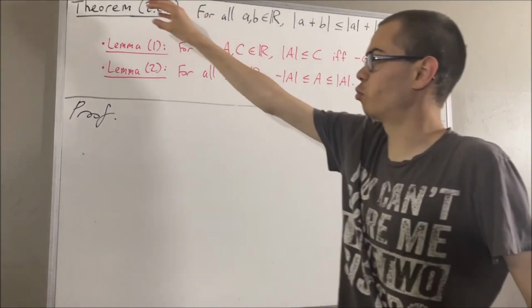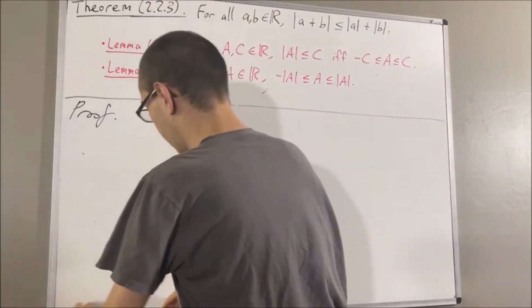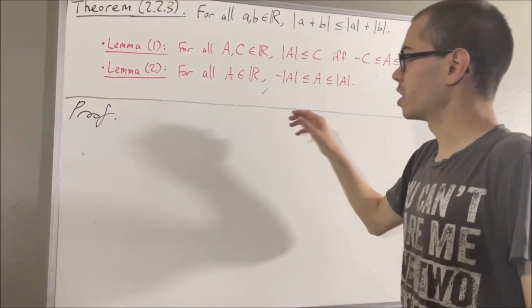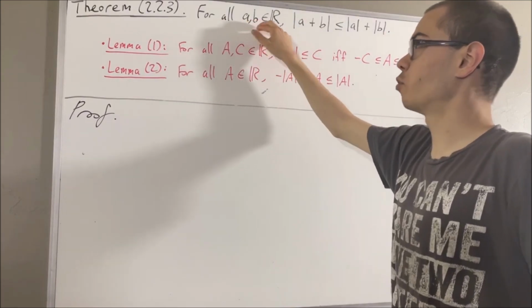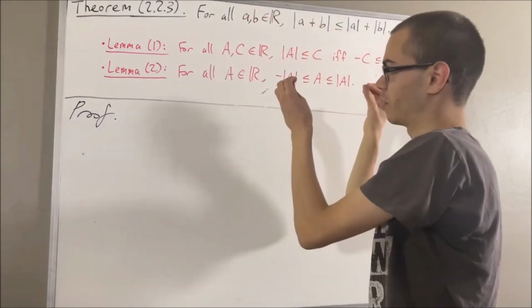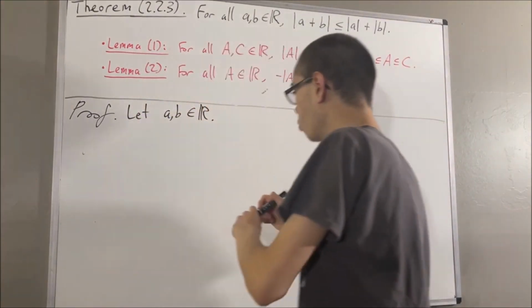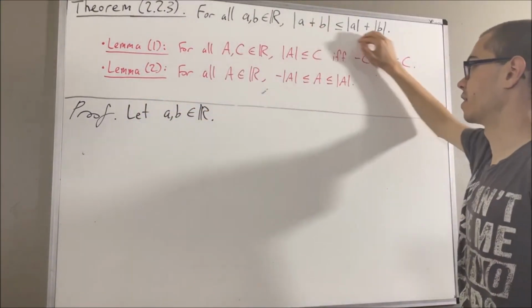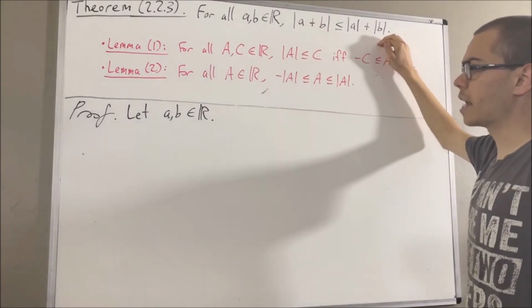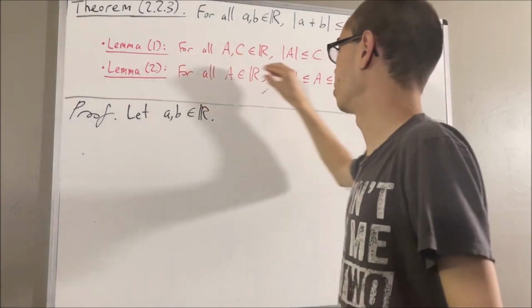Okay, now let's get into proving the theorem. To start out, since we're trying to prove a statement about every two real numbers, give me any two real numbers. I'll call them a and b. From here, we want to show that this is true. And to start out, we can apply lemma 2, right?